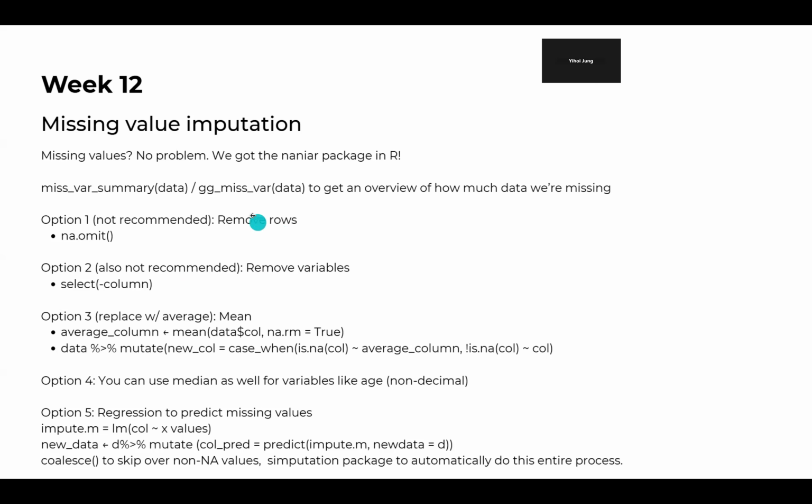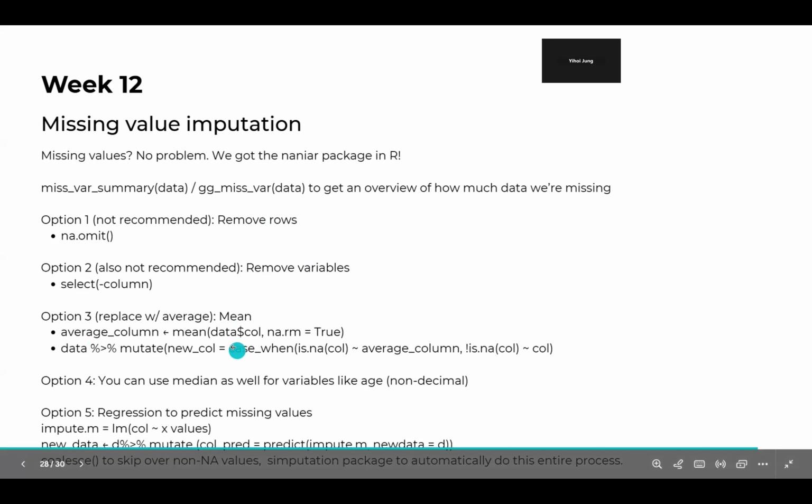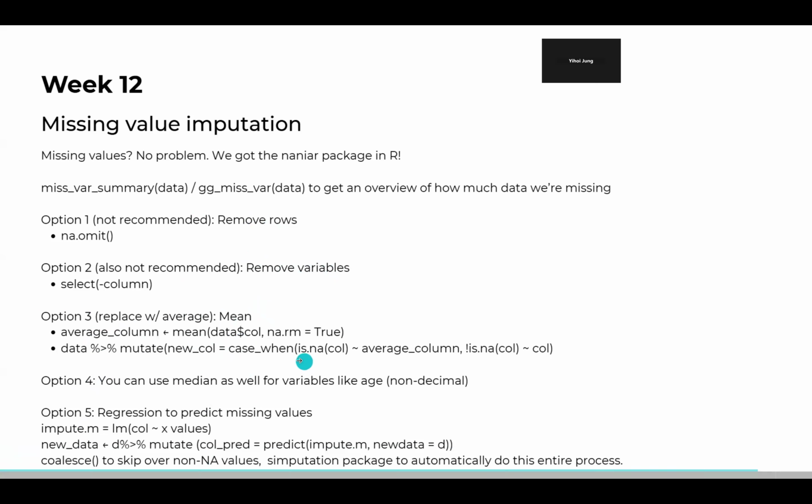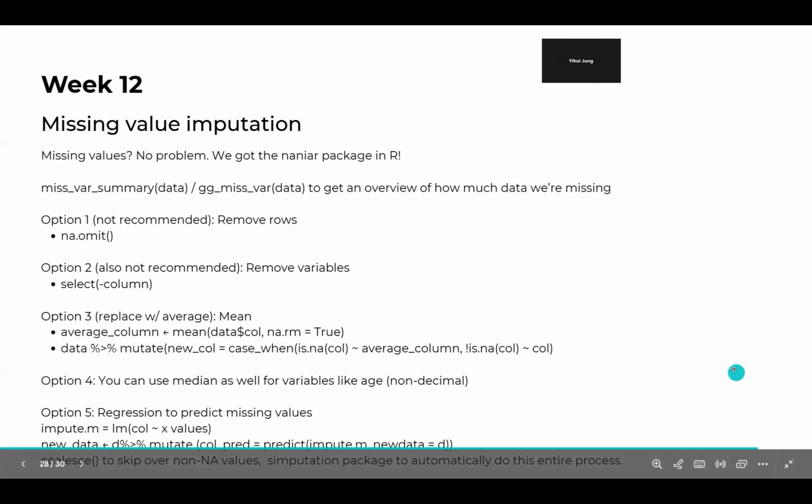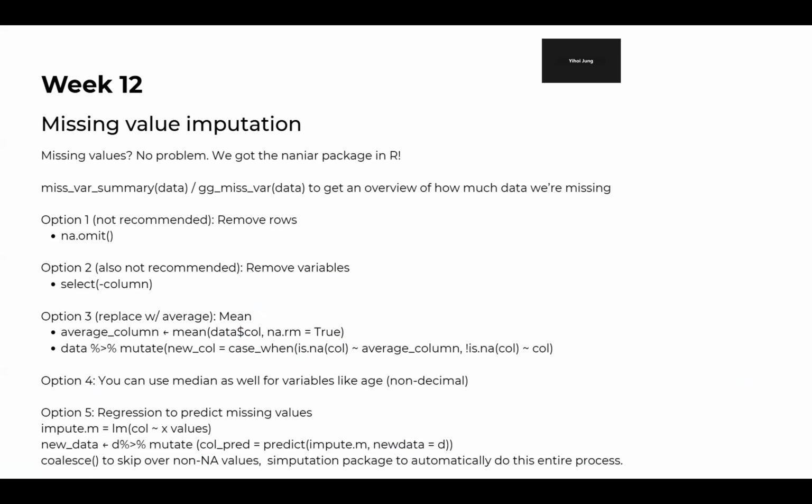So options 1 and 2 are not recommended. It's just like removing rows, removing variables. Options 3, 4, and 5 are more commonly used. So getting the mean of the data and replacing the missing values with the mean. You can also use the median as well. For things like age, it's more appropriate because you don't see decimal values with age usually.